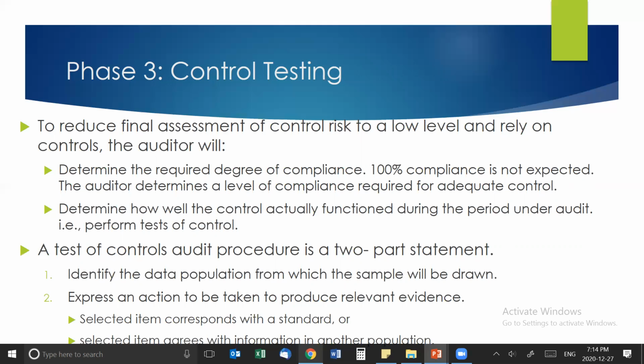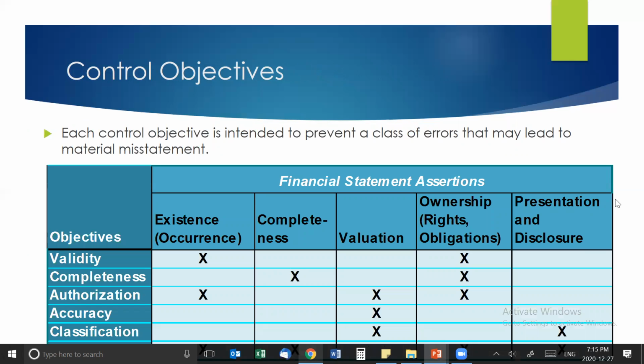Okay, so a test of control procedure is basically you figure out what the data population is that the sample will be drawn from, and then you do a procedure. So you do a procedure to see, if I input the price and quantity in the IT system for a sales order, will it automatically give me a subtotal, calculate the HST, and provide a total? Okay, so that's the type of test that you'll be doing. There are also control objectives that we need to look at when we're doing tests of controls.